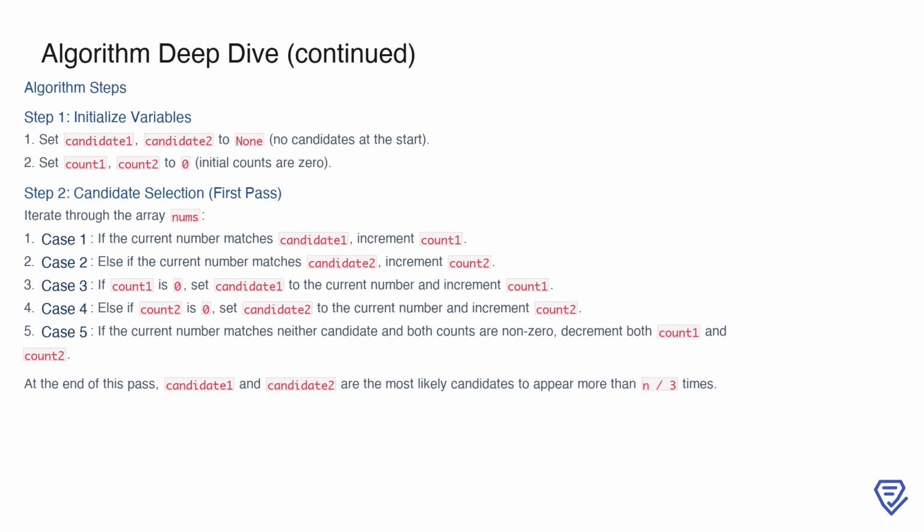If the current number matches candidate 1, we increment count 1. If it matches candidate 2, we increment count 2. If neither candidate is matched, we check for available space. If count 1 is 0, we assign the current number to candidate 1 and increment count 1. Similarly, if count 2 is 0, we assign the current number to candidate 2 and increment count 2. Finally, if neither candidate matches and both counts are non-zero, we decrement both count 1 and count 2. By the end of this pass, we have 2 potential candidates that may appear more than n/3 times.